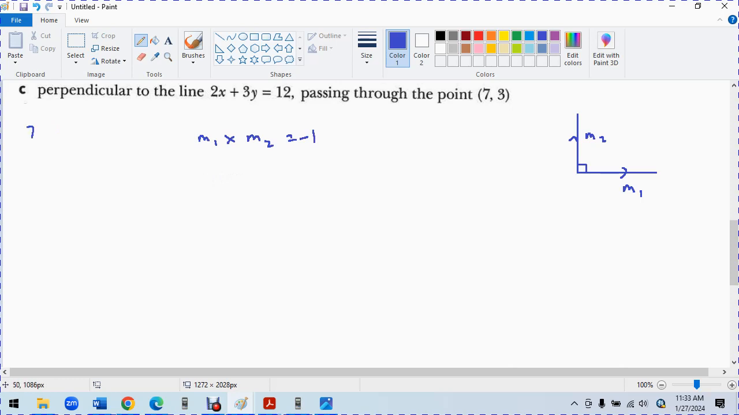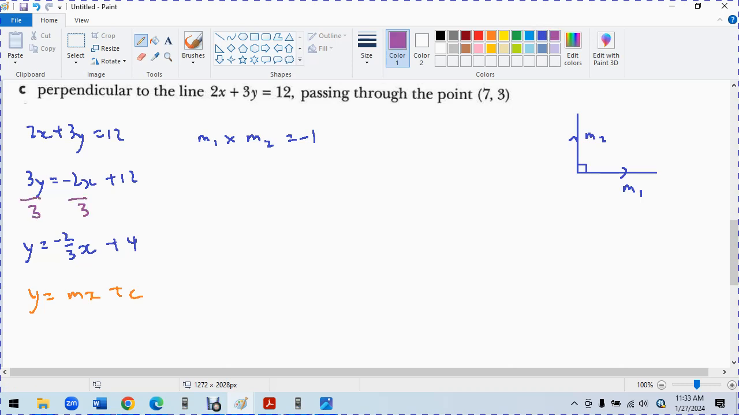So for this one, we have 2x plus 3y equal to 12, so 3y equal to negative 2x plus 12. So y equal to negative 2 over 3 x plus 4. Because we want to write it as y equal to mx plus c, that's why I divide by 3 here. I move this to this side so that y is the subject. So the gradient 1 is negative 2 over 3.